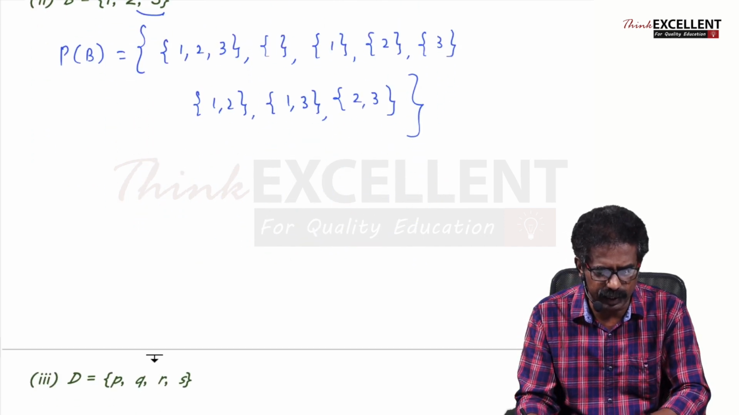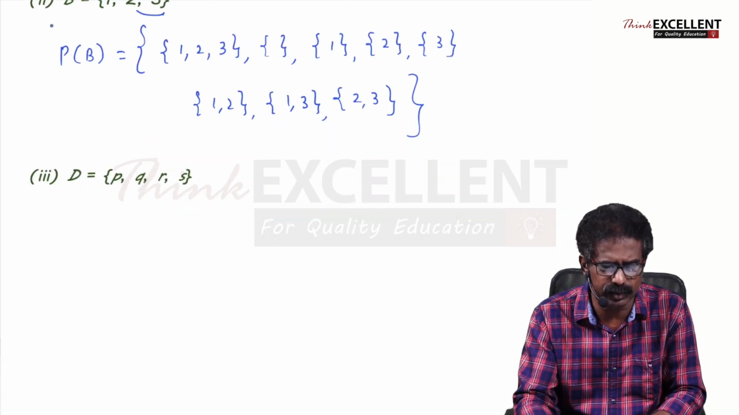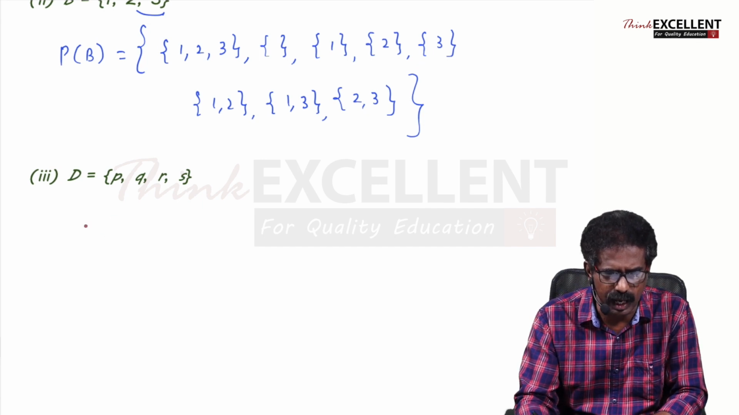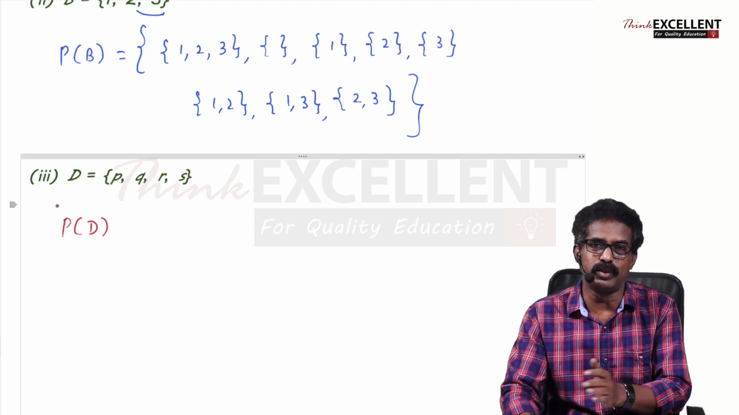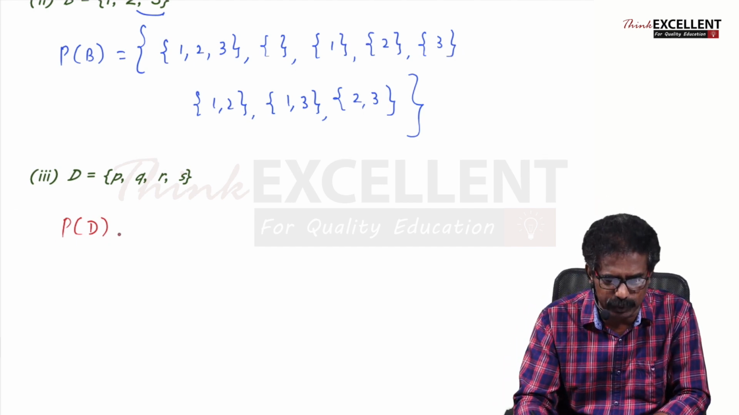Now let us go for the next question. 4 elements given. So listen, PQRS, power set of D. 4 means it is 2 raised to 4, right? 2 into 2 into 2 into 2. So 16 you are supposed to get. 16 elements. One is set itself.